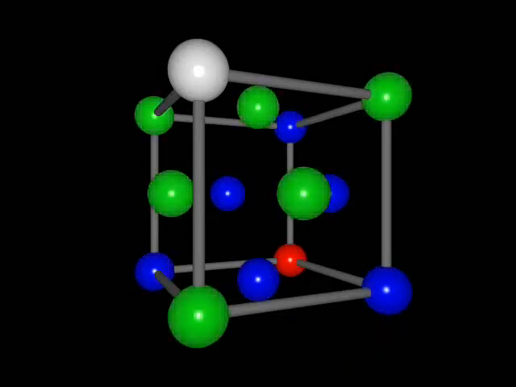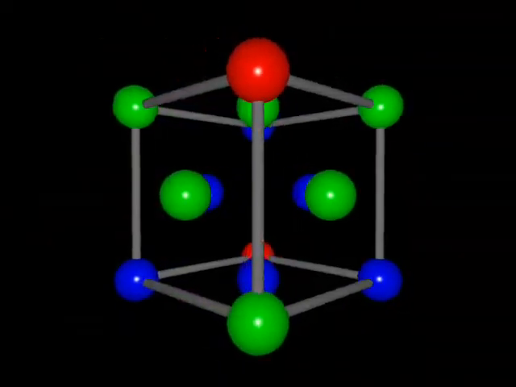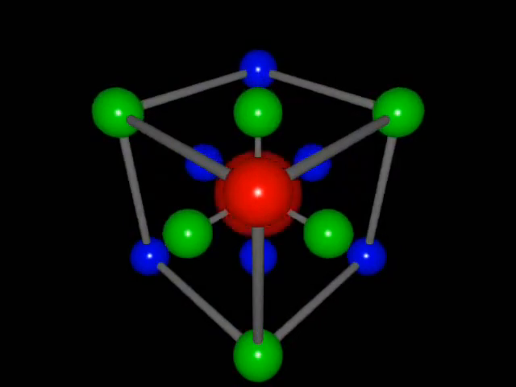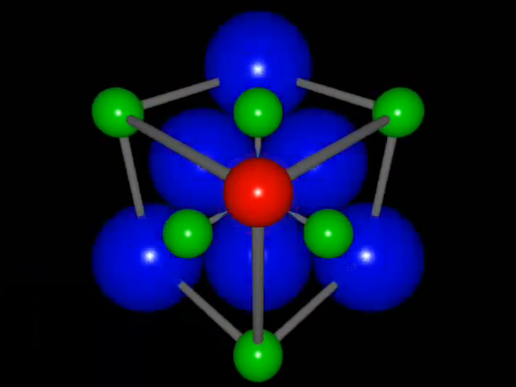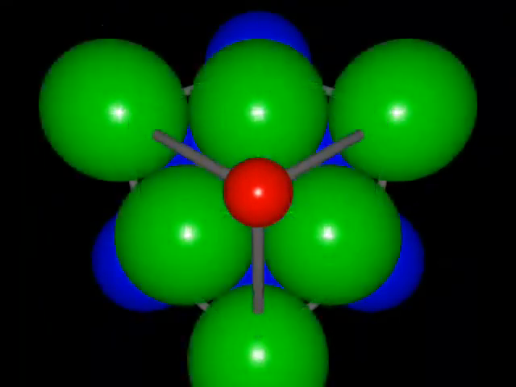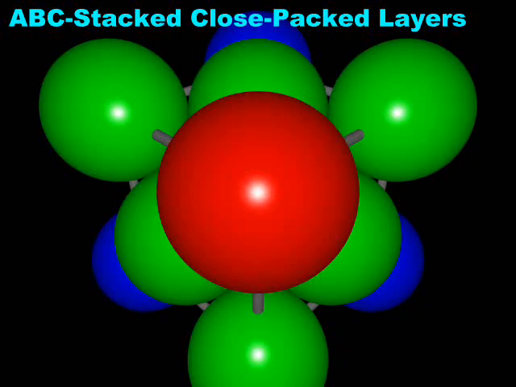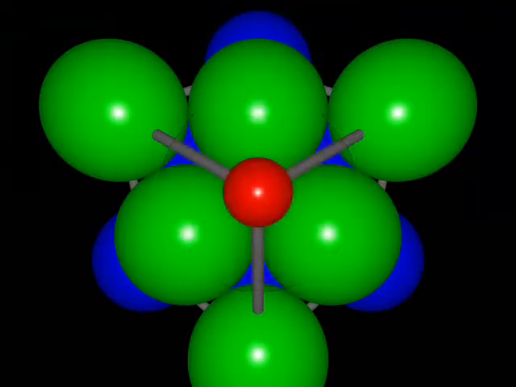The face-centered cubic results from the stacking of close-packed layers in an ABC fashion, so that the 4th layer lies over the 1st layer, the 5th layer lies over the 2nd layer, and so on. Here we use color to represent the 3 close-packed layers in the face-centered cubic lattice.